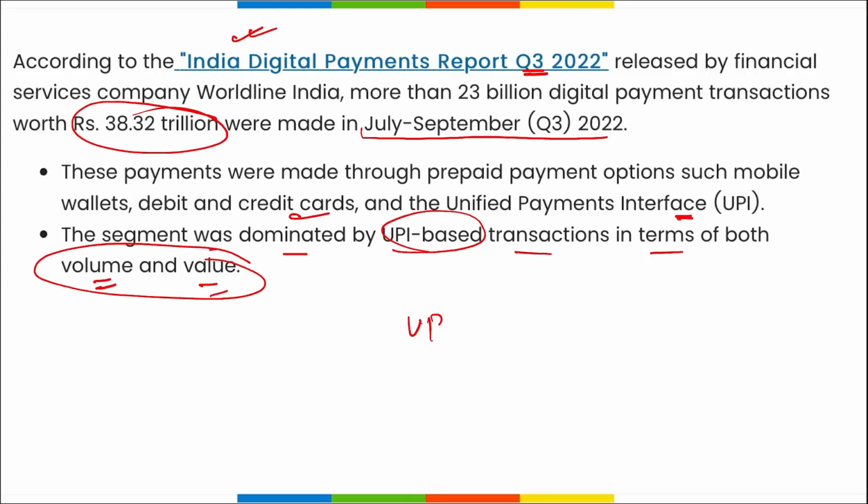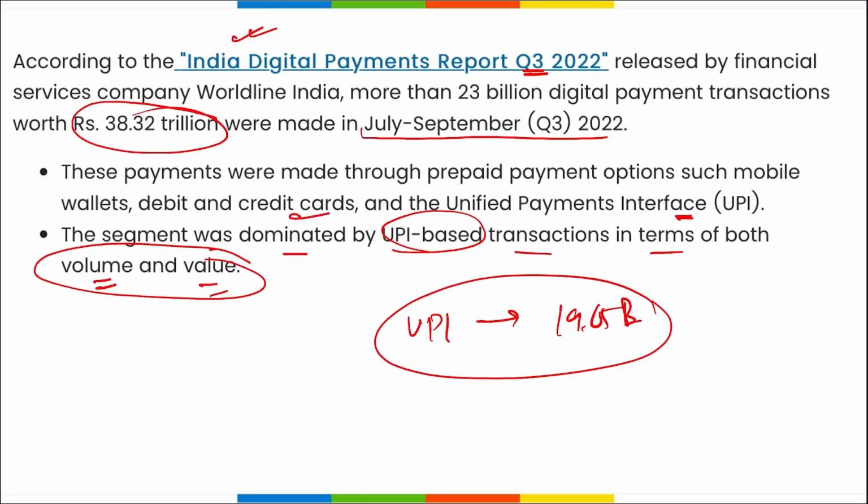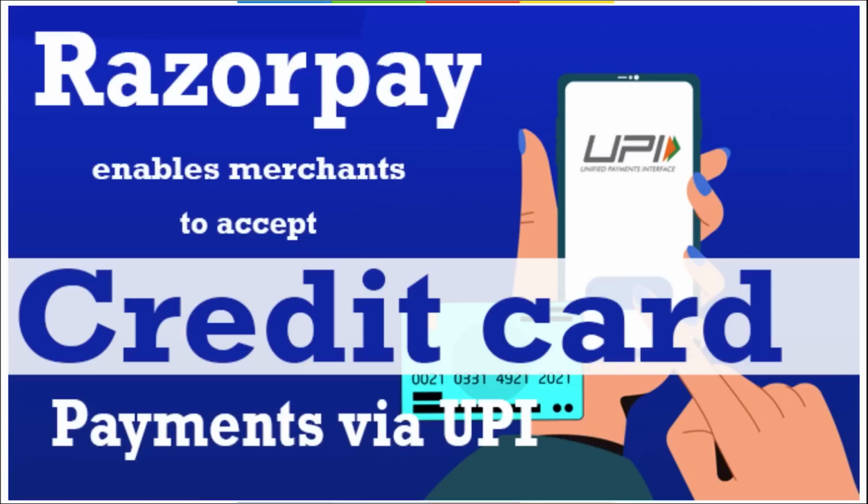If we talk about UPI only, we saw more than 19.65 billion rupees of transactions in the third quarter. So just UPI was around 19.65 trillion rupees or billion rupees.